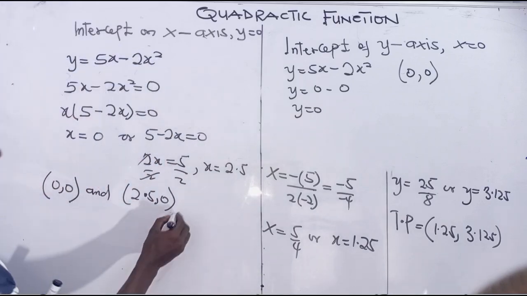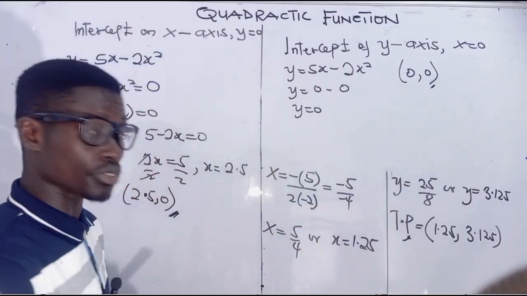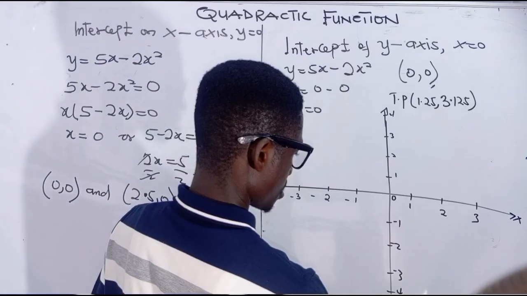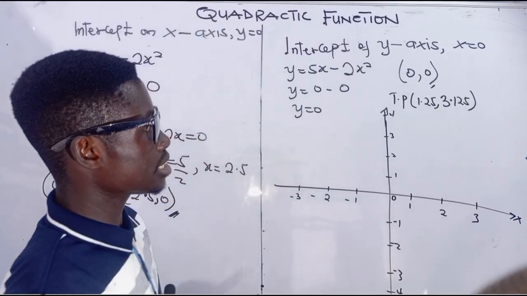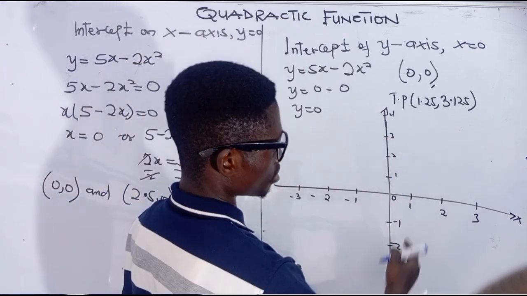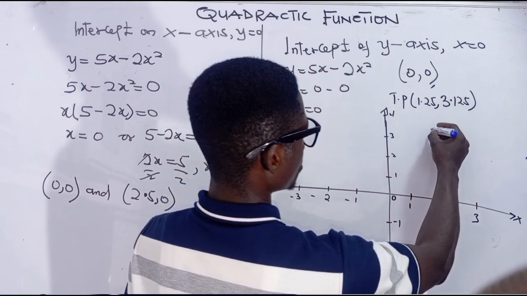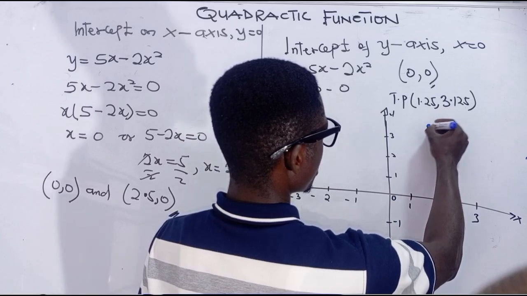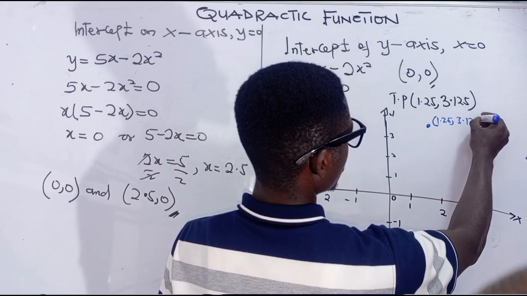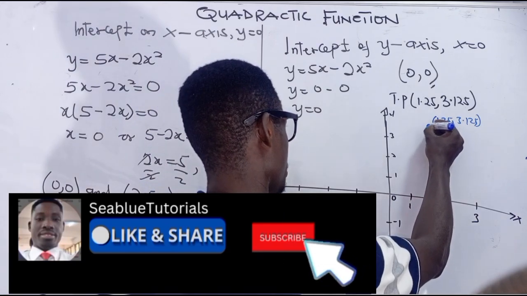Now we have the x-intercept, the turning point, and the y-intercept. What we are going to do is plot these points on the Cartesian plane. Let's start with the turning point. On the turning point, we have 1.25, which will be somewhere around here, and then 3.125, so I think they will be somewhere here. So this is the turning point.